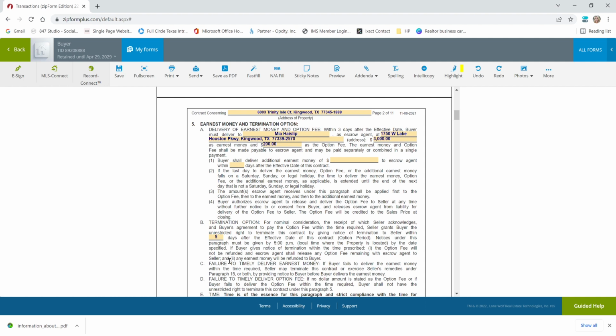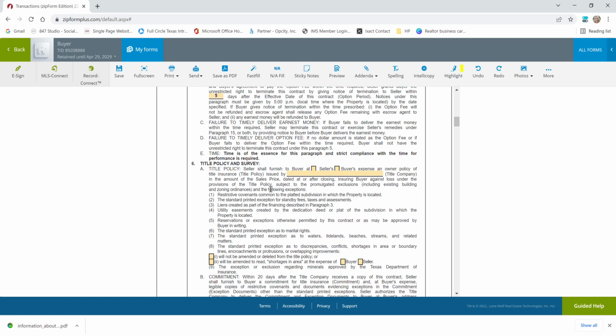Remember that the termination option period, if we had executed our file today, meaning that the buyers and the sellers both have signed, that today is day 0, meaning tomorrow on Friday would be day 1. And you have 5 days from then, weekends are included, and it will terminate on the 5th day at 5 p.m. It's very, very important to remember that.